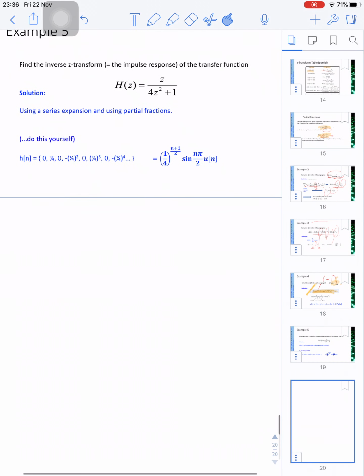Okay. So let's talk about the inverse Z transform for the transfer function Hz equals z divided by 4z to the power of 2 plus 1, using the series expansions and using the partial fractions. That is 4z divided by 2. This one I will illustrate in the future. Thank you very much.